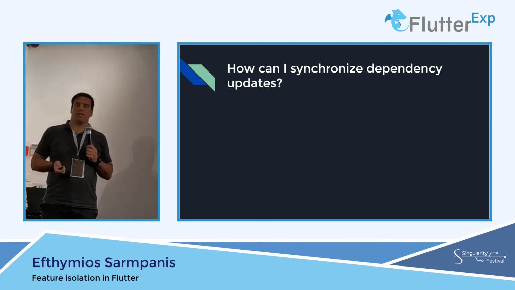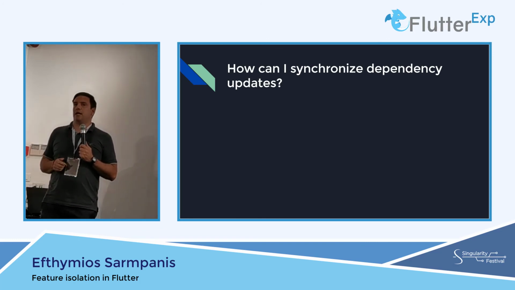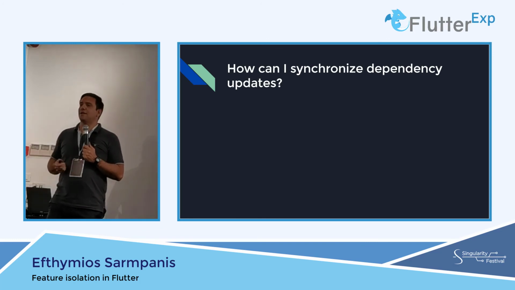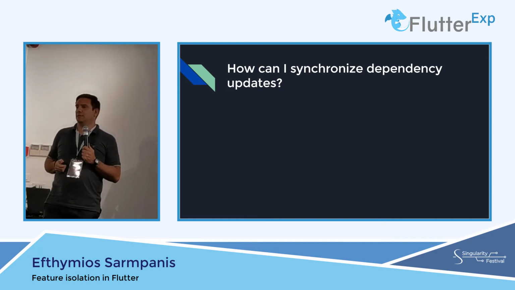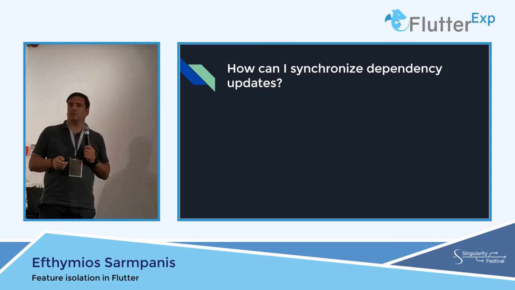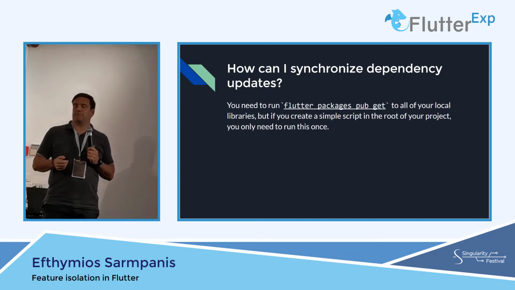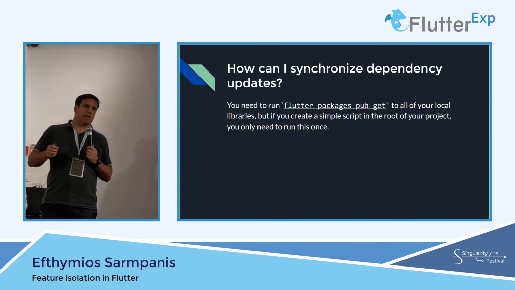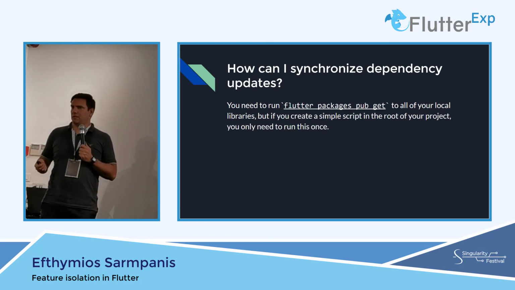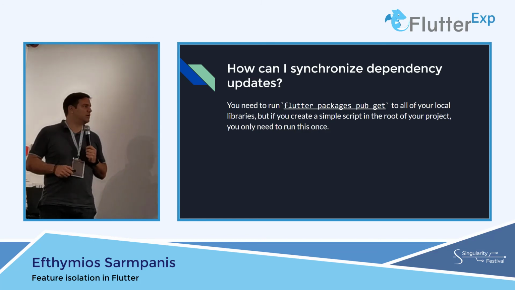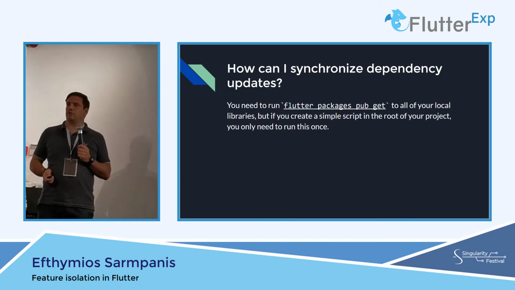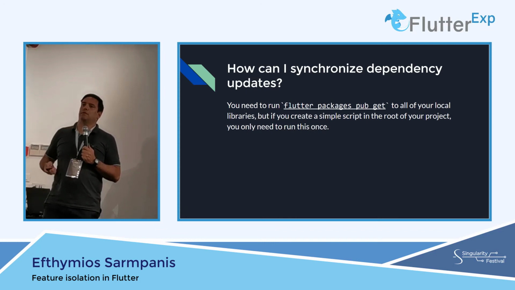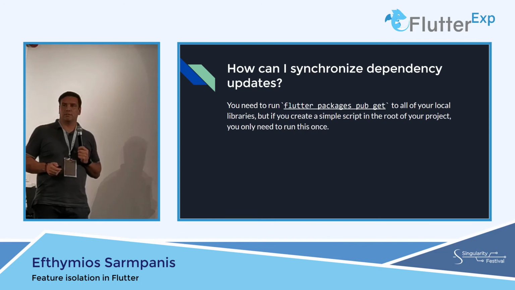So how can I synchronize dependency updates? Let's say that I update provider X to provider Y. Then I need to run flutter packages pub get or flutter pub get. Yes, both of them work now. To all of my libraries. That's like 5 times doing that. Well, it's not a big hassle because we are programmers and we can just come up with a script that does that for you, put it in the root, run that, and you have updated all of your dependencies.